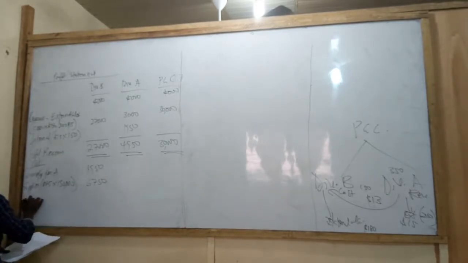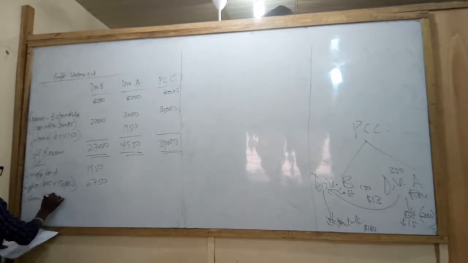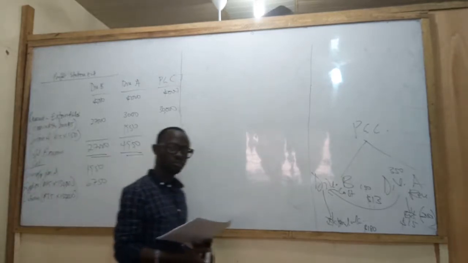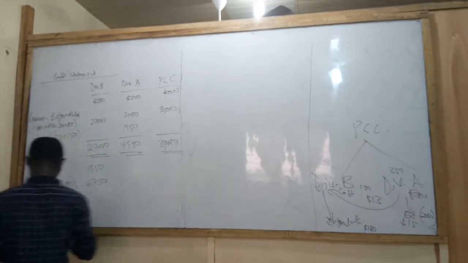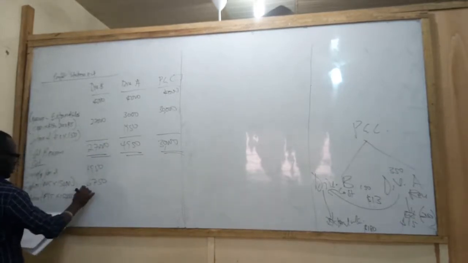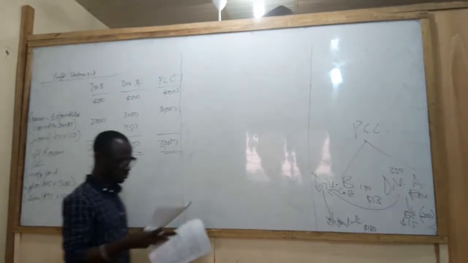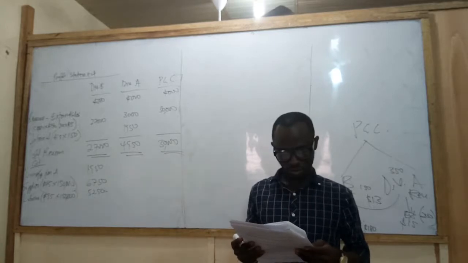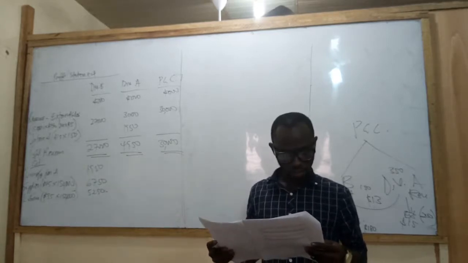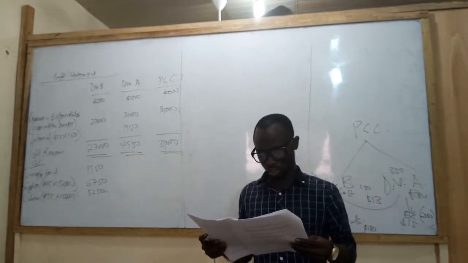I can see labor cost. What is the issue? So 35 times what? 150,000. What do we have? 5,250. Any other cost? We have overheads for B. We have annual fixed cost.